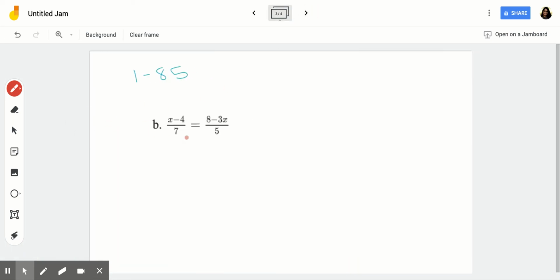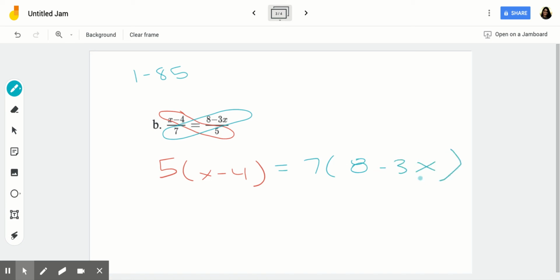A, I think, is easy enough. B, I just want to remind you that when you look at a problem like this, it's called cross multiplying. And you want to be very careful that you multiply 5 times both of these things, x minus 4, meaning distribute it to both things. And then you want to do the same thing on the other side, 7, and you want to multiply it by both things. So that's kind of the first step right there to solving this problem.